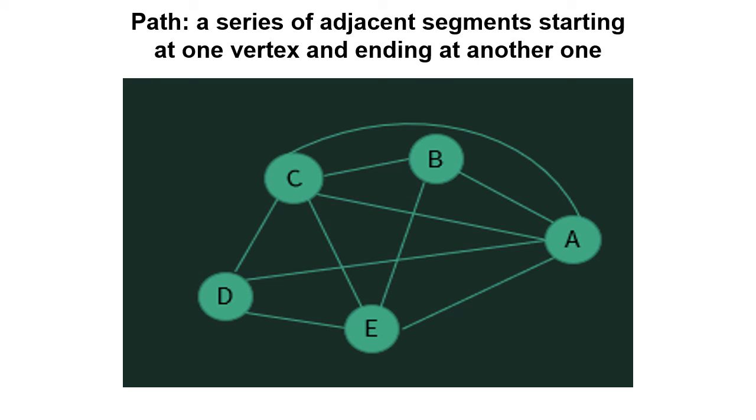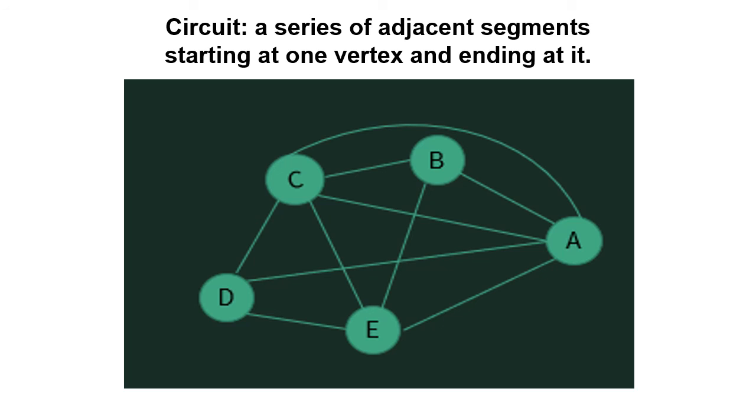A path is a series of adjacent segments starting at one vertex and ending at another one. An example of a path is as follows. So we're going to start at C and end at E. A circuit is a series of adjacent segments starting at one vertex and ending at the same vertex. So we're going to start at C. We're going to see an example of a circuit. So we ended up at C.